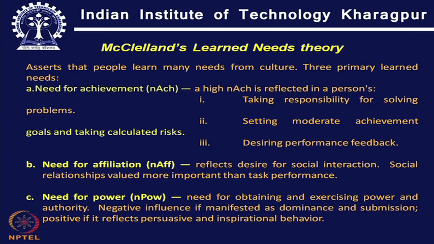Setting moderate achievement goals and taking calculated risks. So, it is like if I have a need for achievement, I love to see rewards at the end of the activity done. And so, what I do is I set my goals moderate, and I take calculated risks so that I always face a favorable outcome.